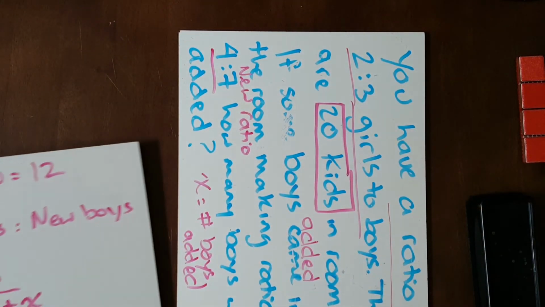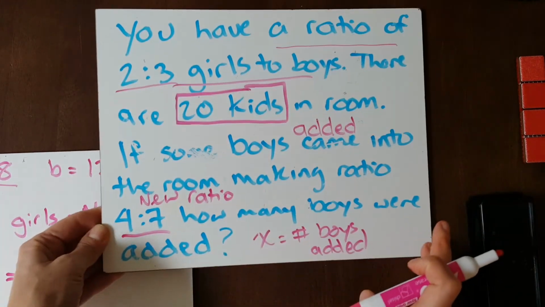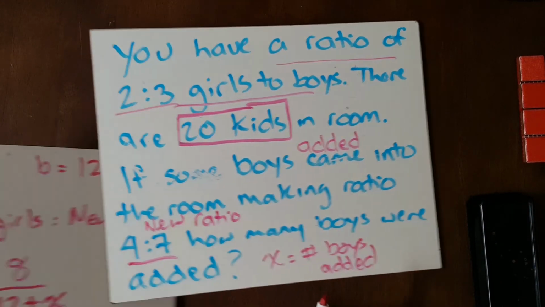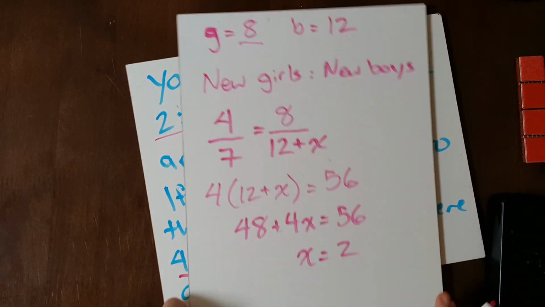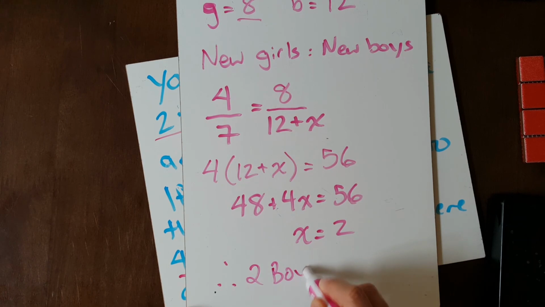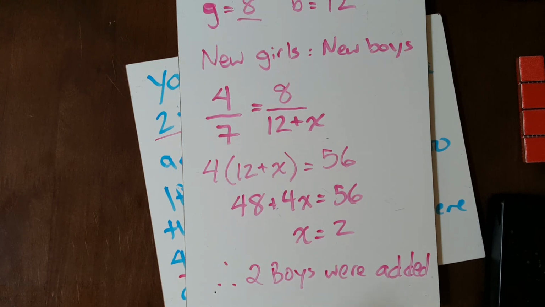That would help us answer our question. If it asks us how many boys were added, we have, therefore, 2 boys were added. And so that's how you would solve that question.